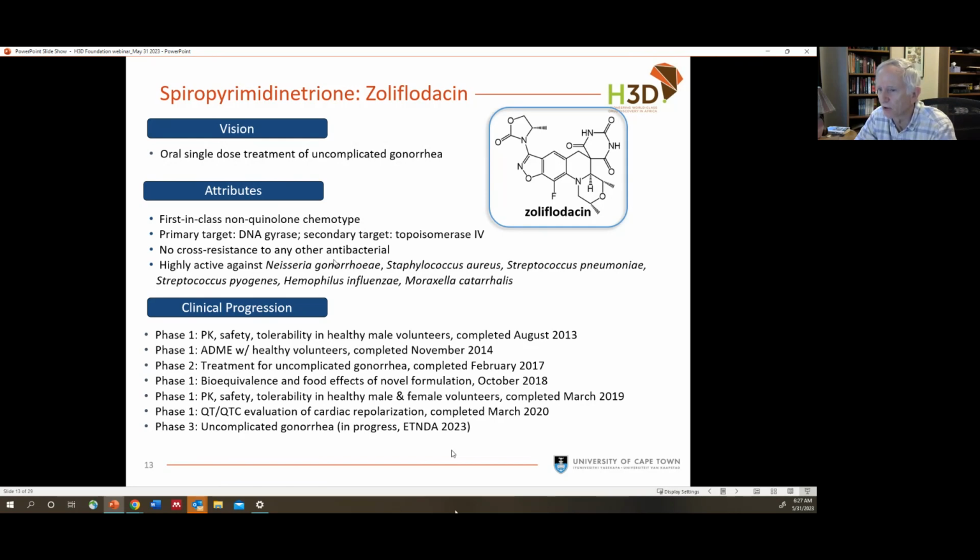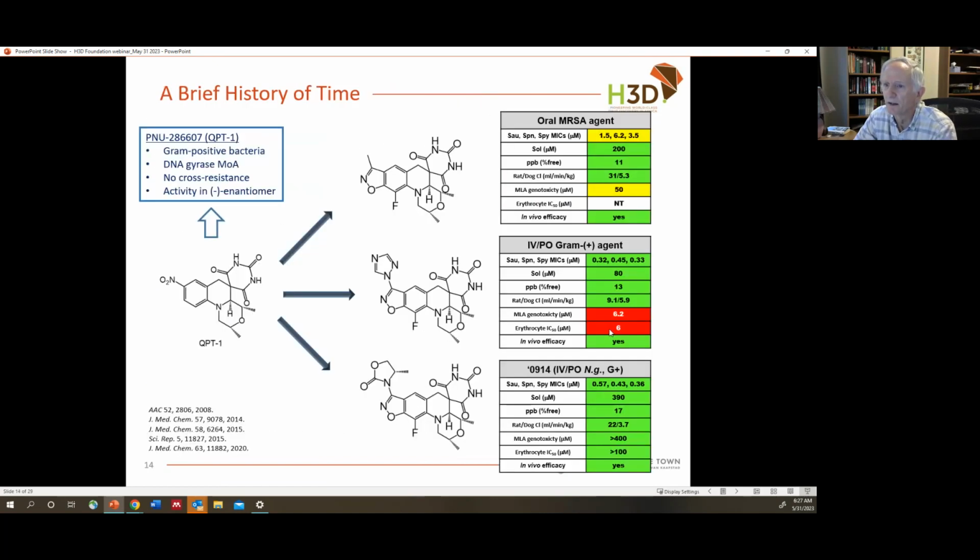But it doesn't show any cross-resistance to any other antibacterial, including fluoroquinolones that are widely used. It's highly active against a series of pathogens, and there's actually some MTB activity, which I'll talk about for this compound. So we thought it would be a good starting point to see if we could come up with something that would be a better MTB compound.